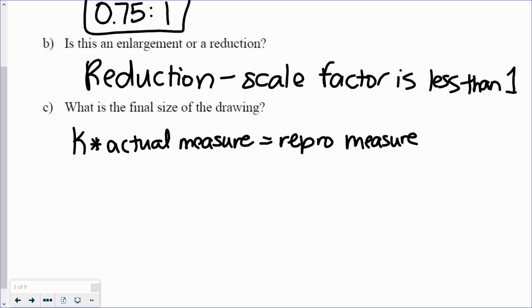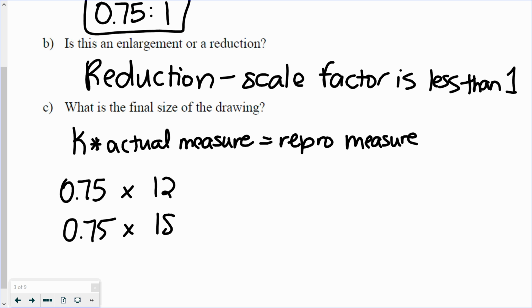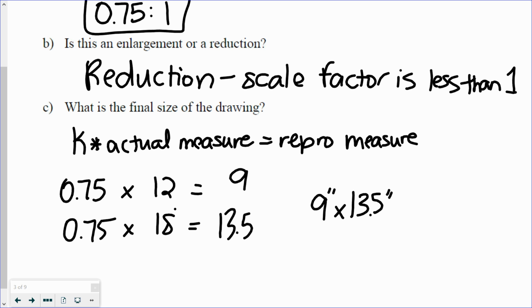And so that K value of 0.75, we're going to multiply it by both of those original measures. One of them was 12 inches, one of them was 18 inches. So if you multiply both of those by that scale factor, we get 9 and 13.5. So the measure of our reproduction will be 9 inches by 13.5 inches. That's the final size of the drawing once it's been copied.